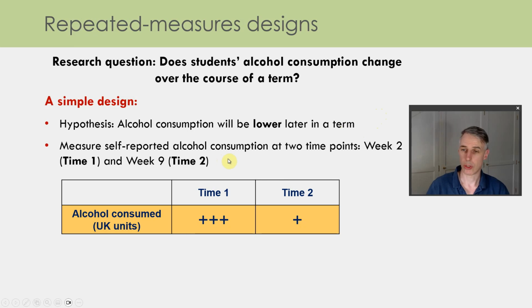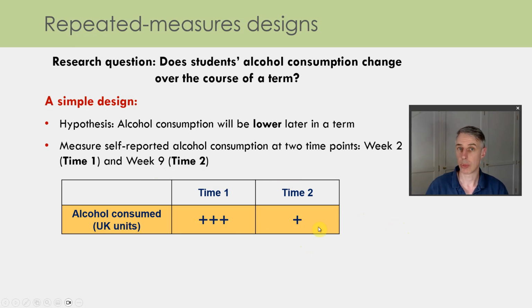So what a researcher might do is design a simple study where participants self-report their alcohol consumption over the week at 2 different time points. Firstly, at week 2 of term, and secondly, at week 9 of term. Firstly, to avoid perhaps Freshers Week or Welcome Week at the start, and then to avoid assessment time or term time or people leaving early to go home towards the end of term. So they choose week 2 and week 9. 2 time points, one towards the start of term, one towards the end of term.